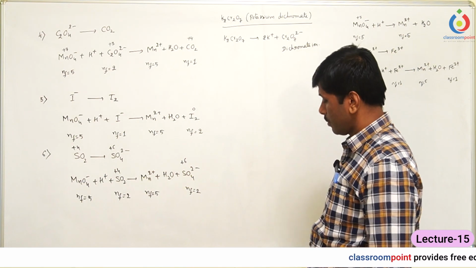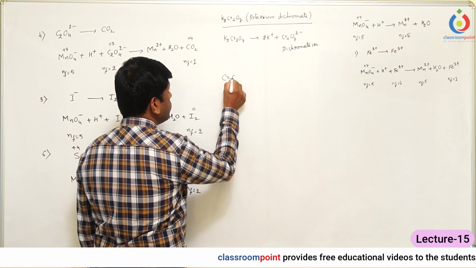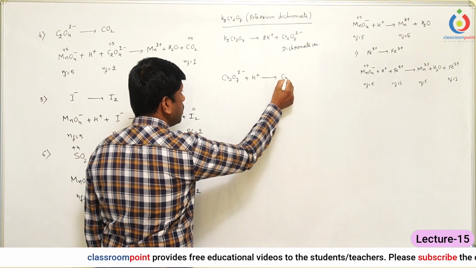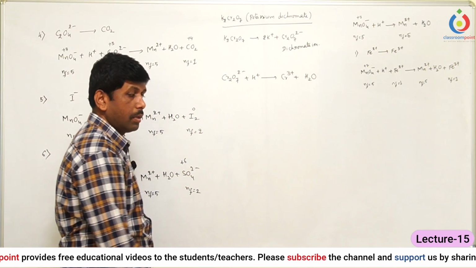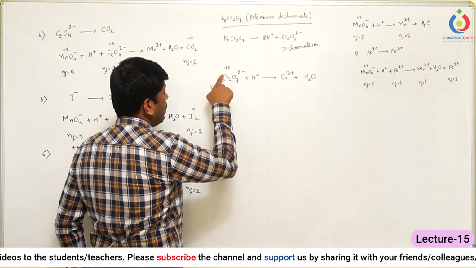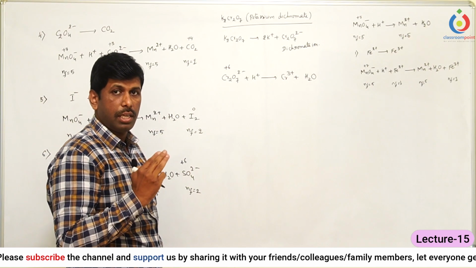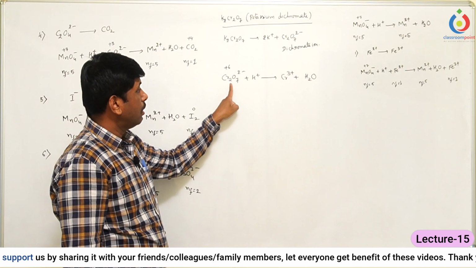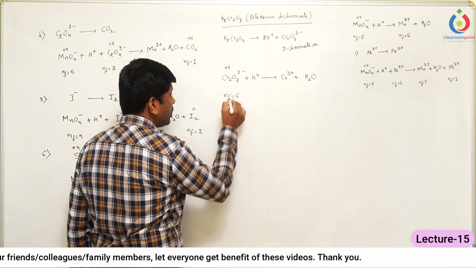This is called the dichromate ion. This dichromate ion in acidic medium, means add H+ ion, changes to Cr3+ and forms water molecules. In dichromate ion, chromium oxidation state is +6, going to +3. Difference is 3, means it gained 3 electrons. But how many chromiums are there? 2 chromiums. So 2 into 3 equals 6. So n factor value is equal to 6.